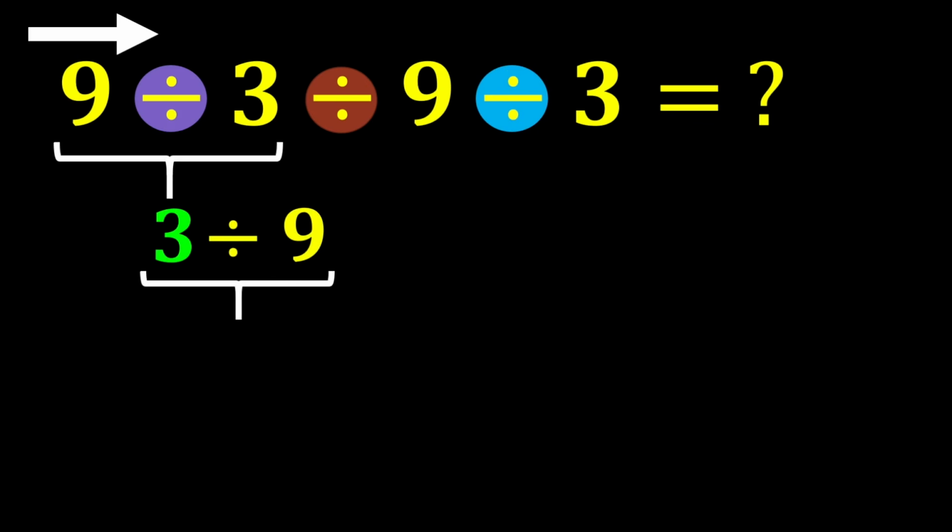Then 3 divided by 9 gives us 3 over 9. Now if we simplify the numerator and the denominator of this fraction by 3, the fraction becomes 1 over 3. In the end, we need to calculate 1 over 3 divided by 3.